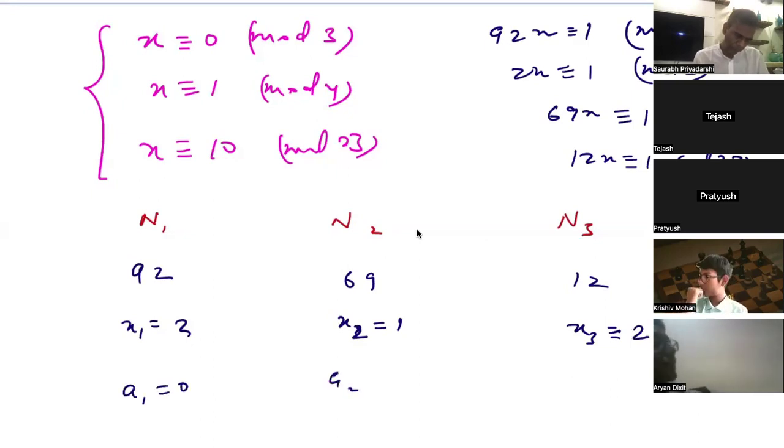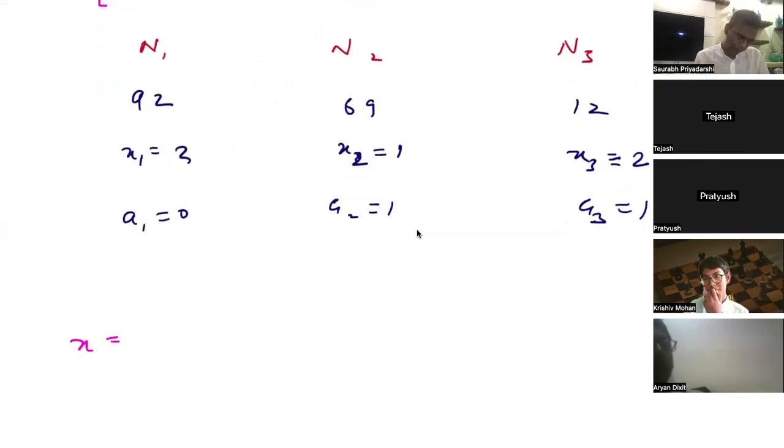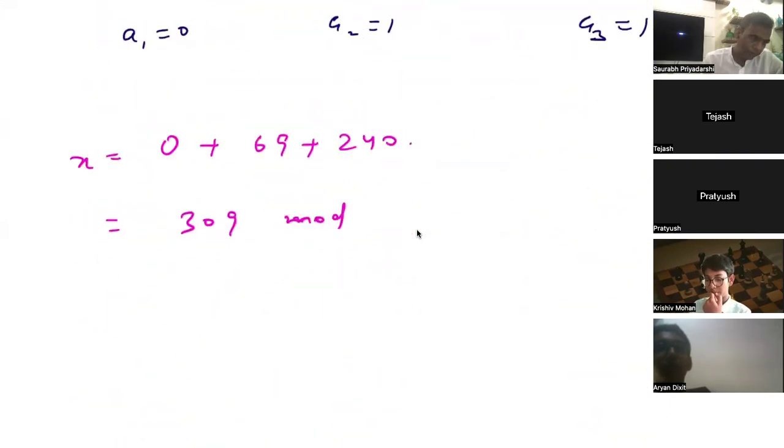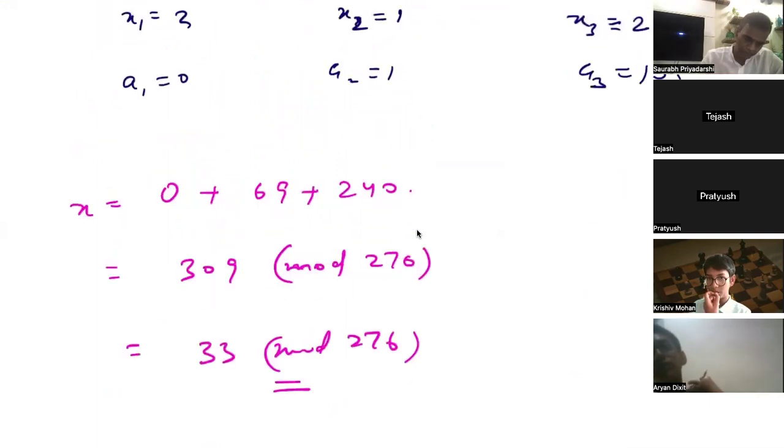And a1 is 0, a2 is 1, a3 is 10, right? So the x will be, sir, 0 plus 69 plus 240, right? Sir, it's coming 309 mod 276. That will be 33 only. 309 mod 276, so that means it will be 33 only. 33 mod 276, right? Okay.